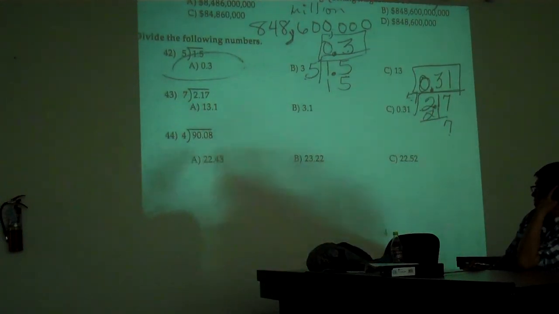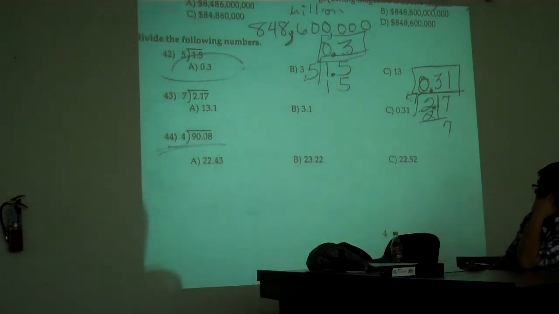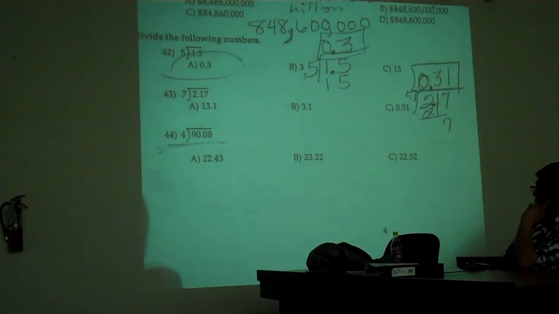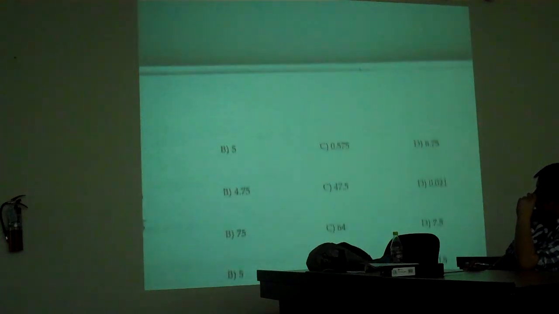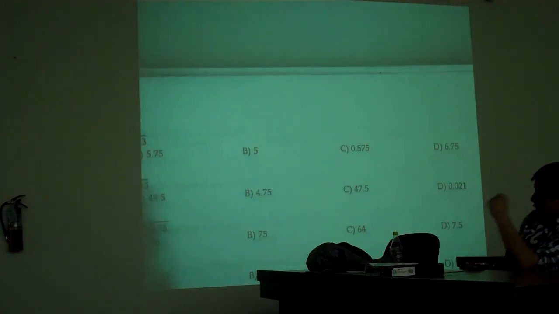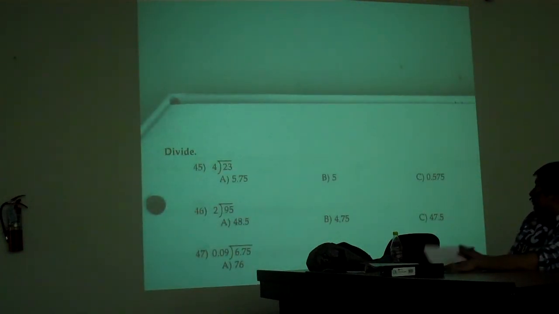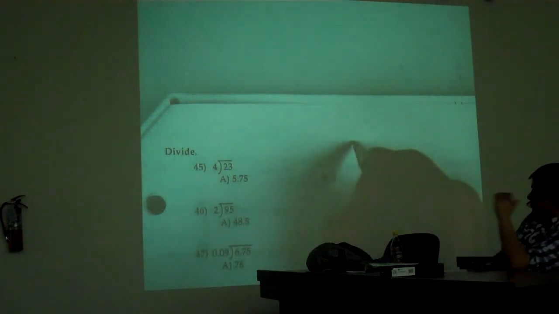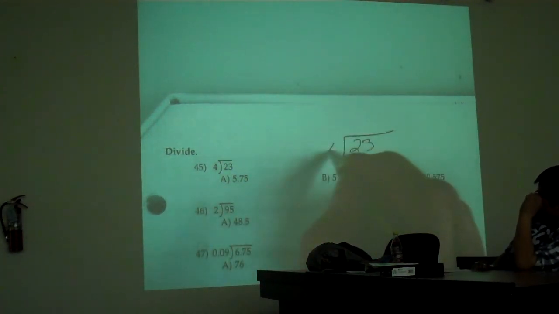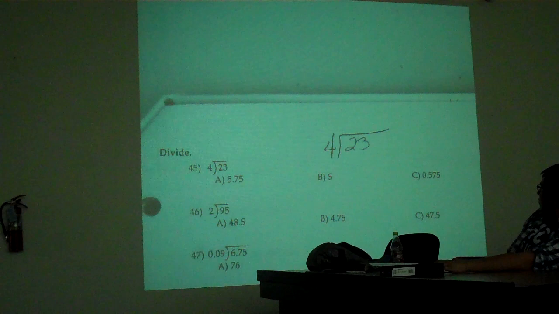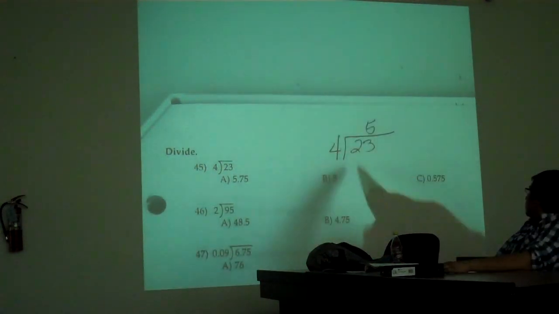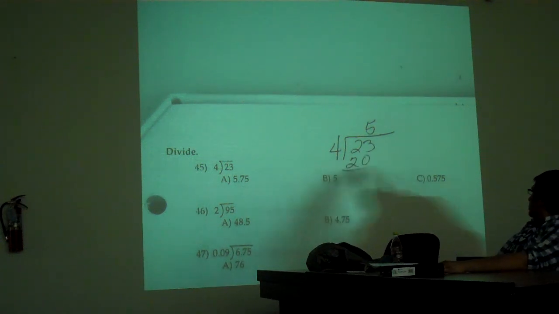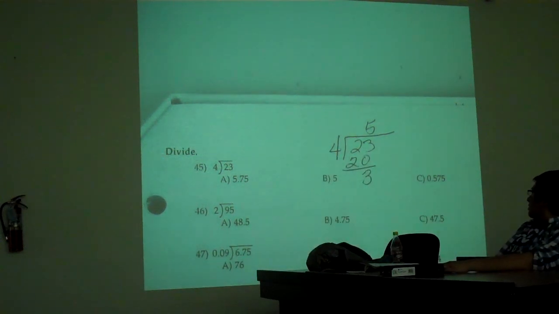Okay, 90.08. I'll let you do that division on your own. 90.8 divided by 4. Okay, divide this one. 23 divided by 4. 4 will go how many times into 23? 5. 5 times 4? 20. So when you subtract, you have 3.